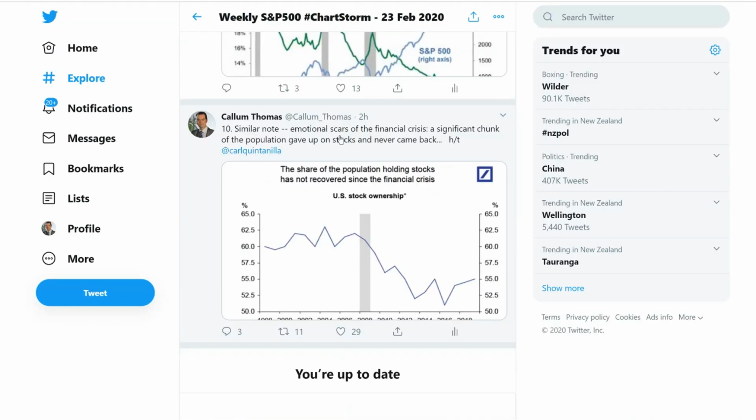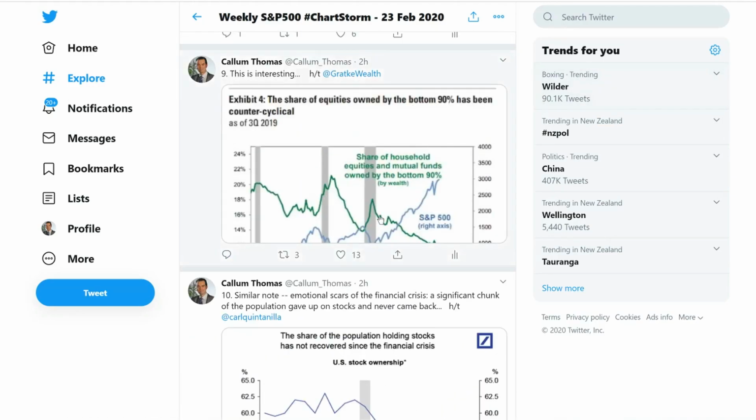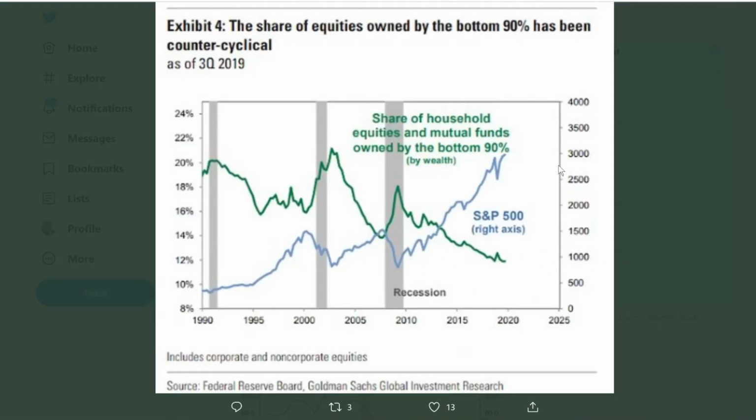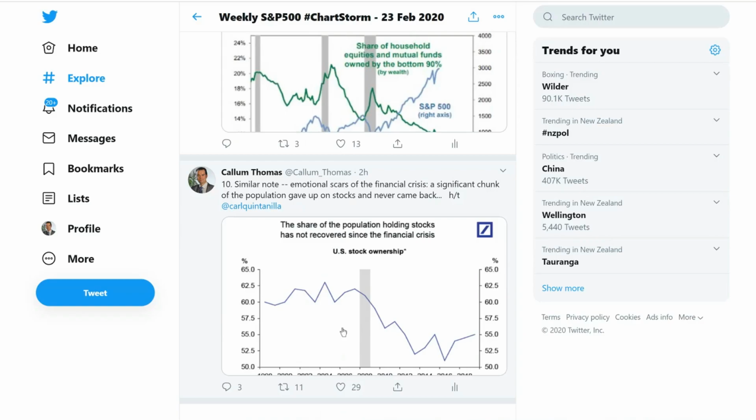Number 10, last one, which is similar to the previous one. And probably this one's a bit more interesting. Maybe the takeaway from that previous one is that we're near a top because it has this sort of cyclical element to it. This one I think is perhaps a little bit more interesting in terms of what we can do with it on the outlook. Similar note: emotional scars of the financial crisis, a significant chunk of the population gave up on stocks and never came back.